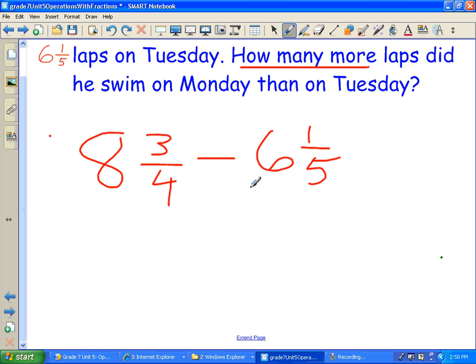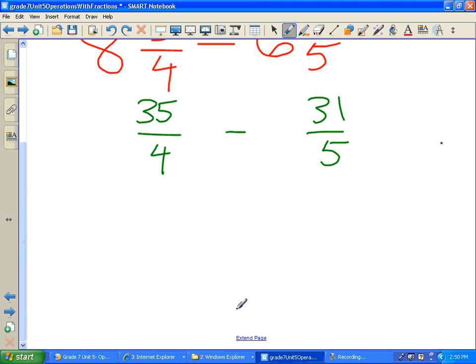Now, in this one, they're not the same bottoms, so we're going to have to convert them to improper fractions. So let's put this down for each one, just to not forget the bottoms stay the same. 8 times 4 is 32, 33, 34, 35. 6 times 5 is 30, plus 1 more is 31. The only thing we have left to do is make the bottoms the same.